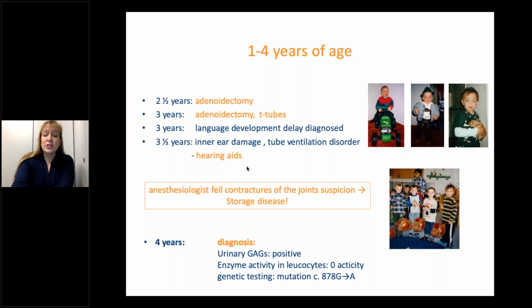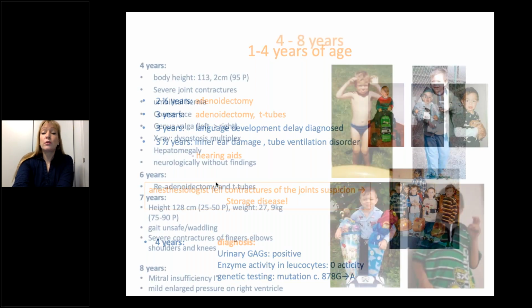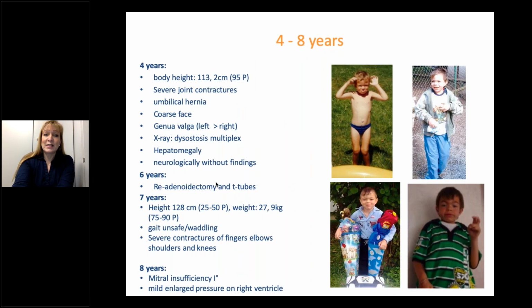And the anesthesiologist actually had some idea of a lysosomal disease because he could not position him properly in the operating theater, and the diagnosis was made due to that at the age of 4 years with the urinary GAG that was positive, enzyme activity, and confirmation on genetic testing. What you can see here, between 4 and 8 years, the symptoms were increasing. So the body height on the growth curve went down.